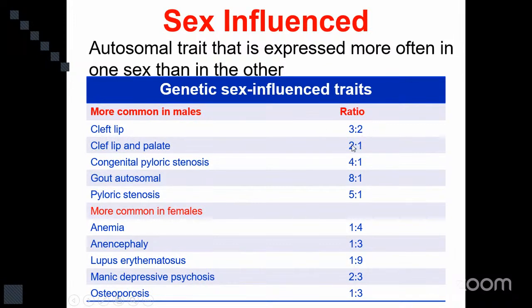You can see the ratio. Before you get to see one girl or woman that has cleft lip or palate, you have seen two men. Congenital pyloric stenosis, you will have seen 4 men before you see one woman. Gout, autosomal, 8 men before you see one woman. Pyloric stenosis, 5 men before you see one woman. More common in females: anemia. You will see 4 women before you see one man having anemia. Anencephaly, you will see 3 women before you actually see one man.